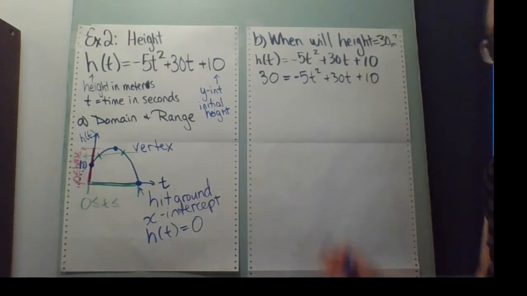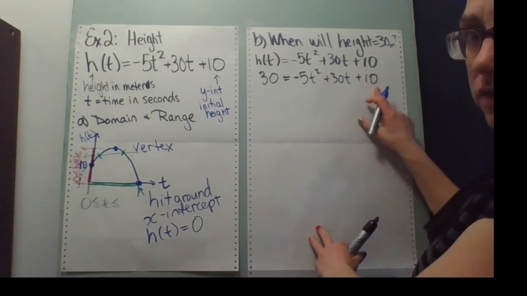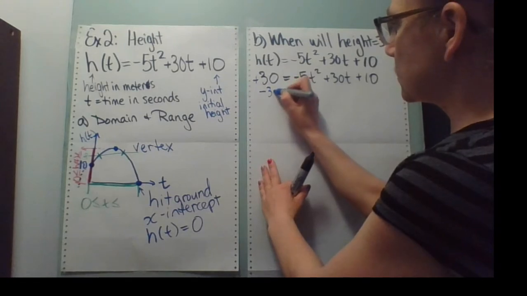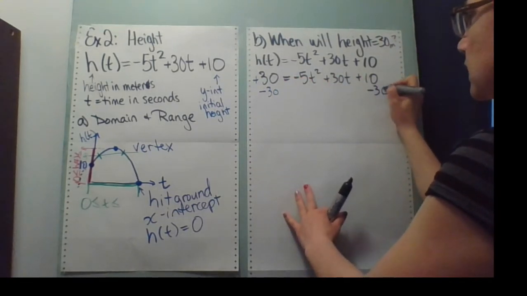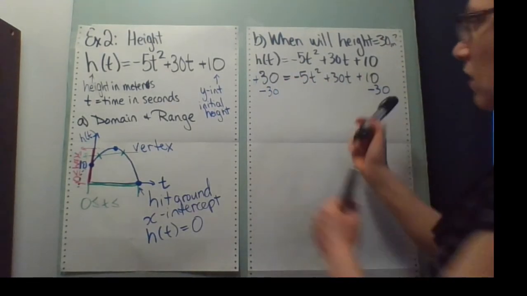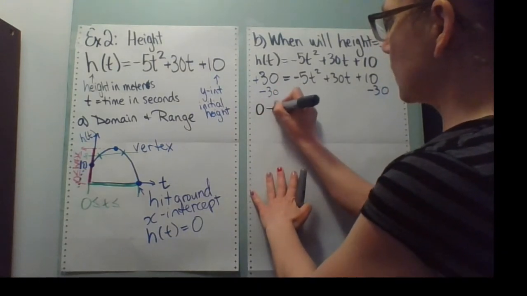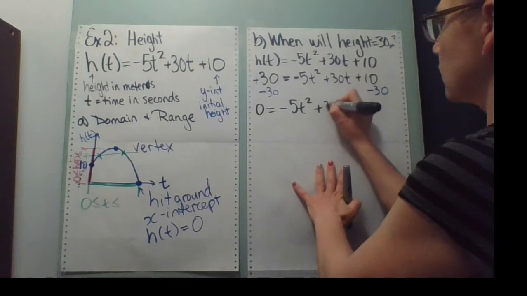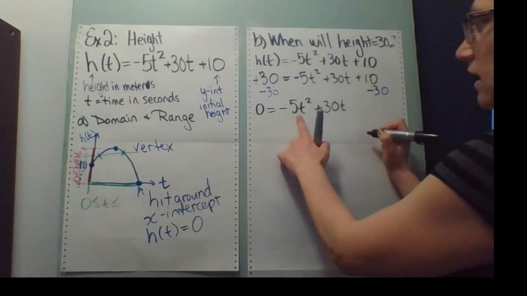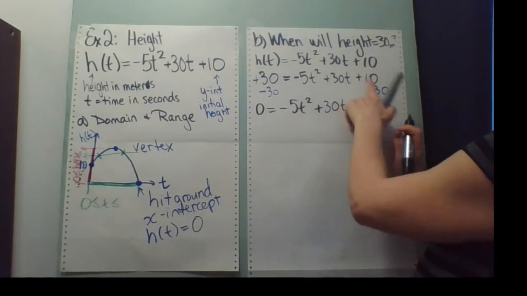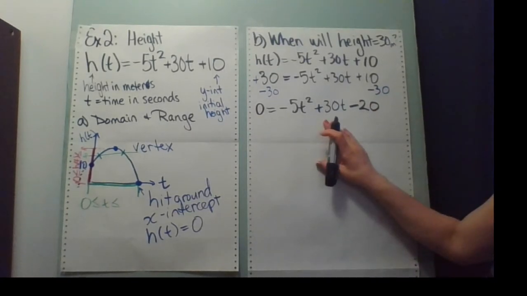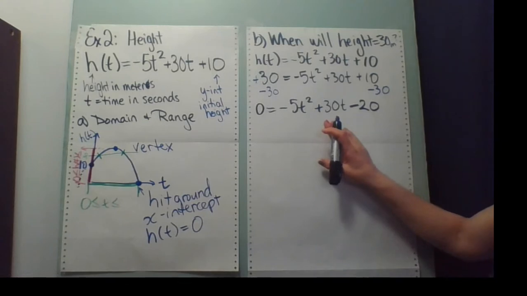Well, in order to do some solving, we're going to have to move this 30 to the other side. So instead of the plus, we're going to minus 30 from both sides. So that way we've got 0 on one side and everything else on the other side. So we've got 0 equals -5t squared plus 30t minus 20. So we got to solve for that answer.